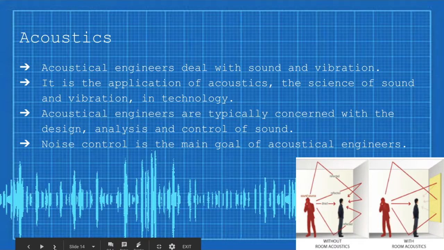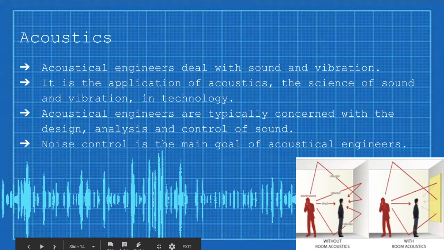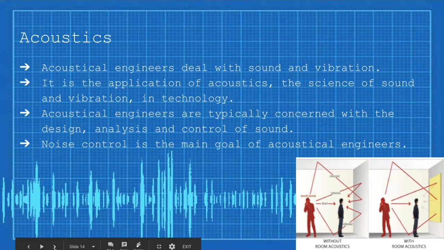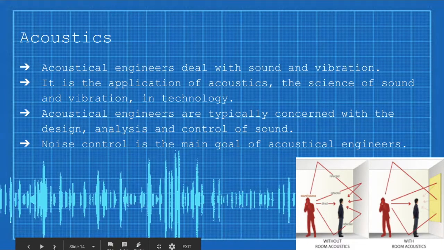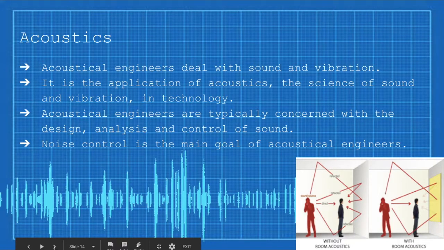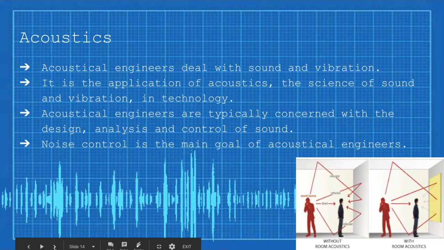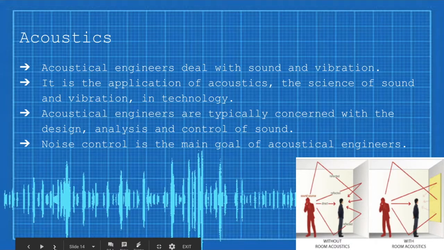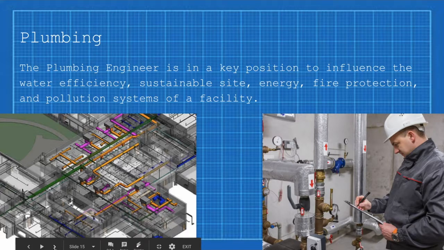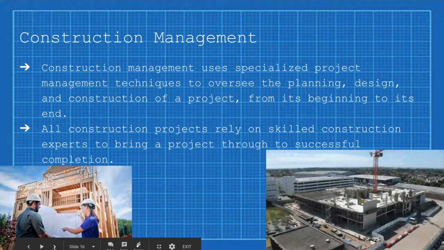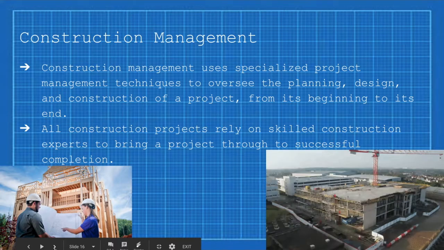Acoustical engineers deal with sound and vibration. It is the application of acoustics, which is the science of sound and vibration in technology. Acoustical engineers are typically concerned with the design, analysis, and control of sound. Noise control is the main goal of acoustical engineers. Plumbing is one of the less glamorous subdivisions of architectural engineering, but it is a subdivision no less. A plumbing engineer is in a key position to influence the water efficiency, sustainable site, energy, fire protection, and pollution systems of a facility. The last subdivision we're going to talk about is construction management.